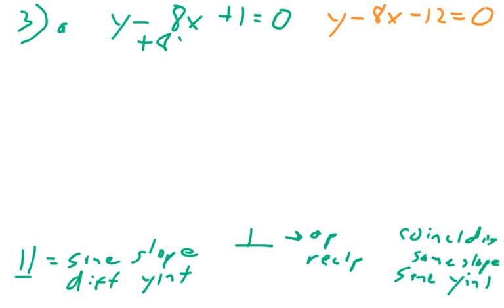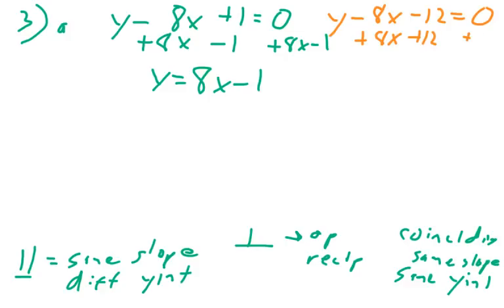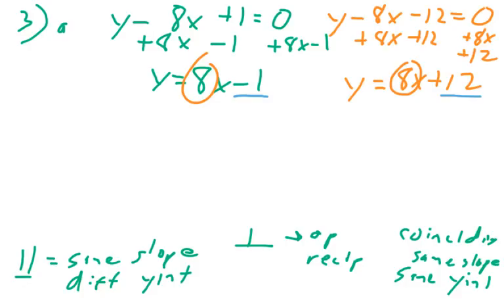So in order to get y by itself, I'm going to add 8x and subtract 1 from both sides. So I'm going to do plus 8x minus 1 to this side. So y equals 8x minus 1. In this problem, I'm going to add 8x, and I'm going to add 12. So on this side, I have y equals 8x plus 12. These slopes are the same. These y-intercepts are different. So my answer is parallel.